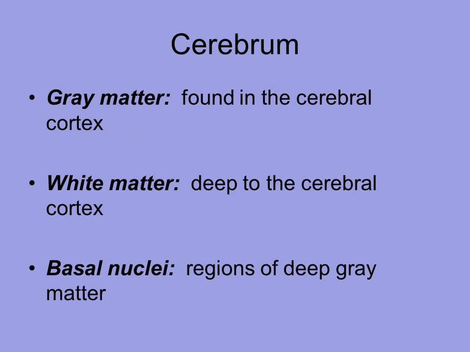The gray matter versus the white matter in the cerebrum. The gray matter is found in the cerebral cortex, meaning more on the surface, and then the white matter is deep to that, more interior. Keep this in mind because this is different than what we will see with the spinal cord. Now, there are some regions of gray matter that is deep, embedded within the white matter, that are known as the basal nuclei.